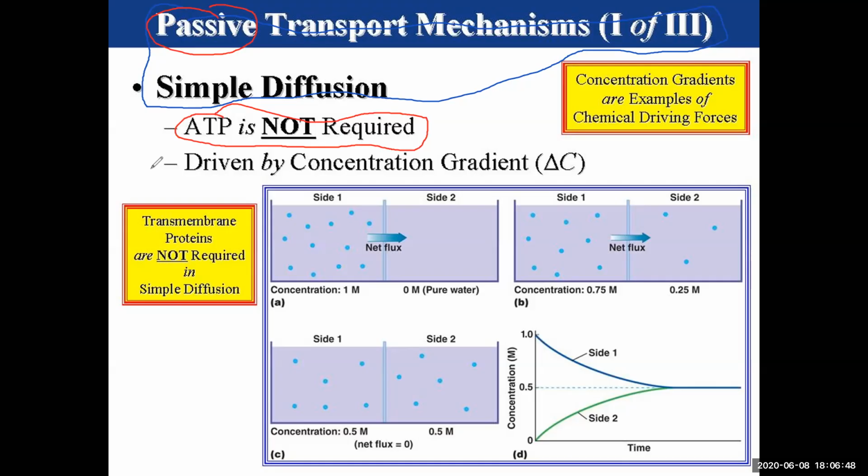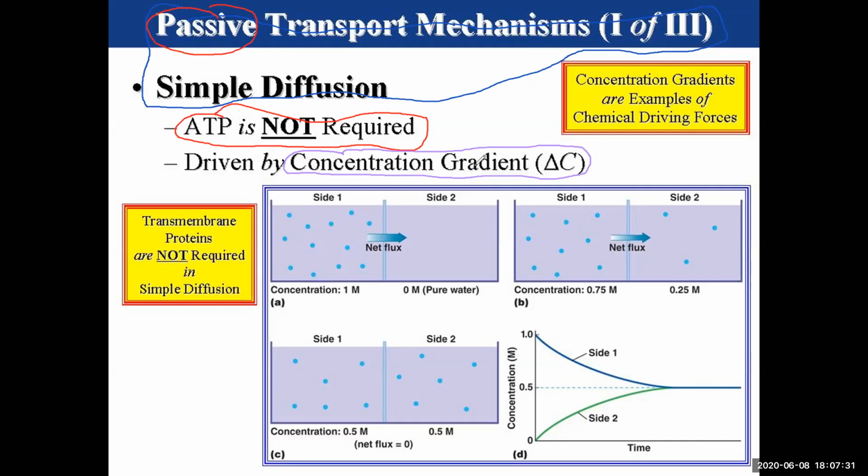So if there's no energy requirement, the next question is, what is the incentive? What is the engine? What is the motor driving this passive transport mechanism? Because in nature, nothing happens for free. There must be a reason. There must be an incentive. And that reason, that incentive, driving simple diffusion, is called the concentration gradient, delta C.